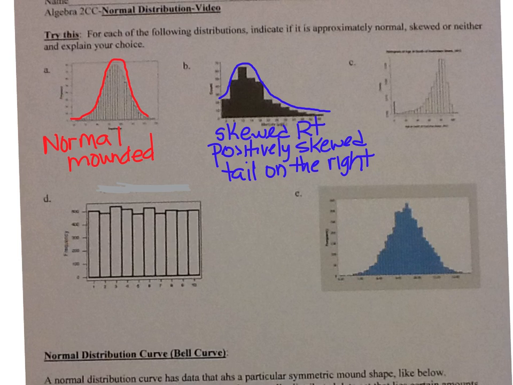Okay, C. This would be skewed left, or negatively skewed. And we would say it has a tail on the right, on the left, sorry.